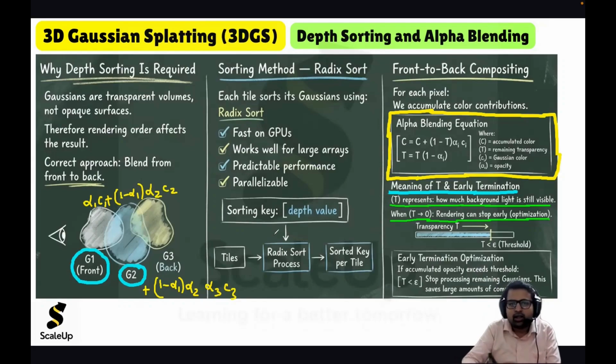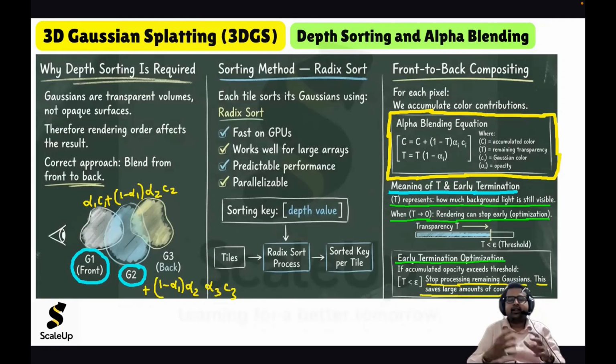For example, let us suppose the first two Gaussians themselves occupy more than 99% of the region. So the remaining transparency is very small, and we can stop early. That is early termination optimization: stop processing the remaining Gaussians if the remaining transparency approaches 0. This saves a large amount of computation.